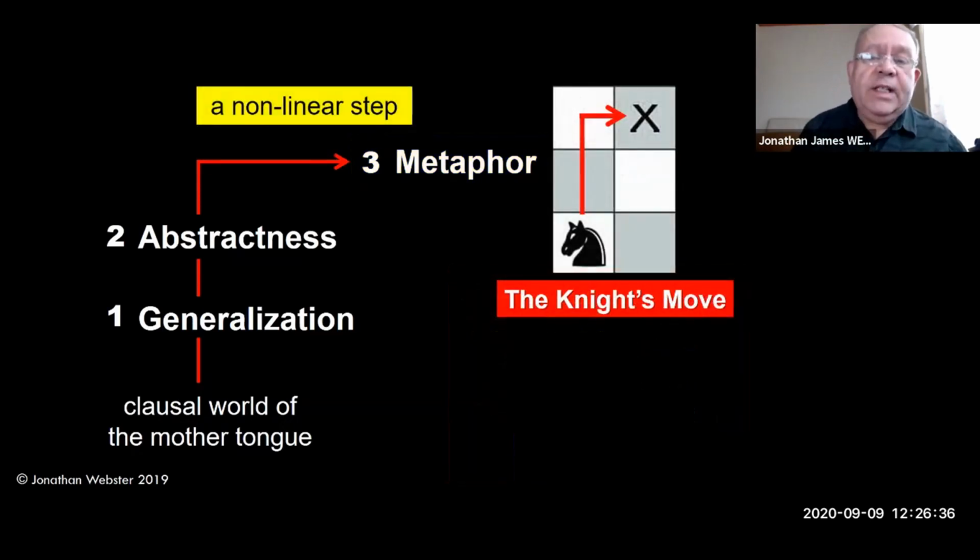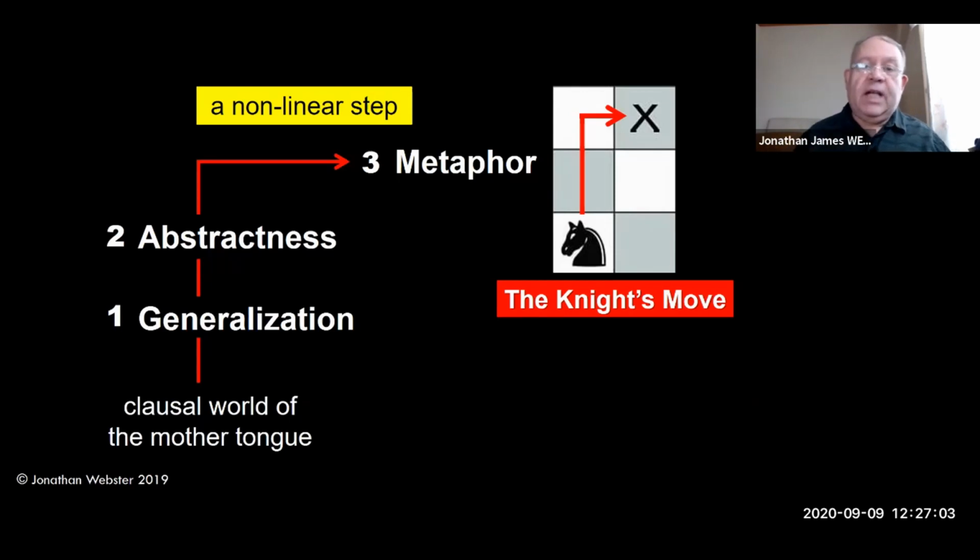Now, why do we call this a non-linear step? Why do I say it's going in a different direction? How come? Isn't metaphor also a kind of abstraction? You're turning verbs into nouns. Isn't that also a kind of abstraction? Abstracting?